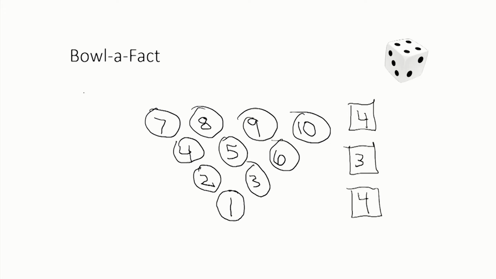The next thing you'll do is draw 3 boxes to the side of your 10 circles. You will roll the die 3 times and record the digits. As you can see here, the first time I rolled a 4, then I rolled a 3, and then I rolled a 4 again. If you don't have a die, you can take some little pieces of paper and write the numbers 1 through 6 on the little pieces of paper.